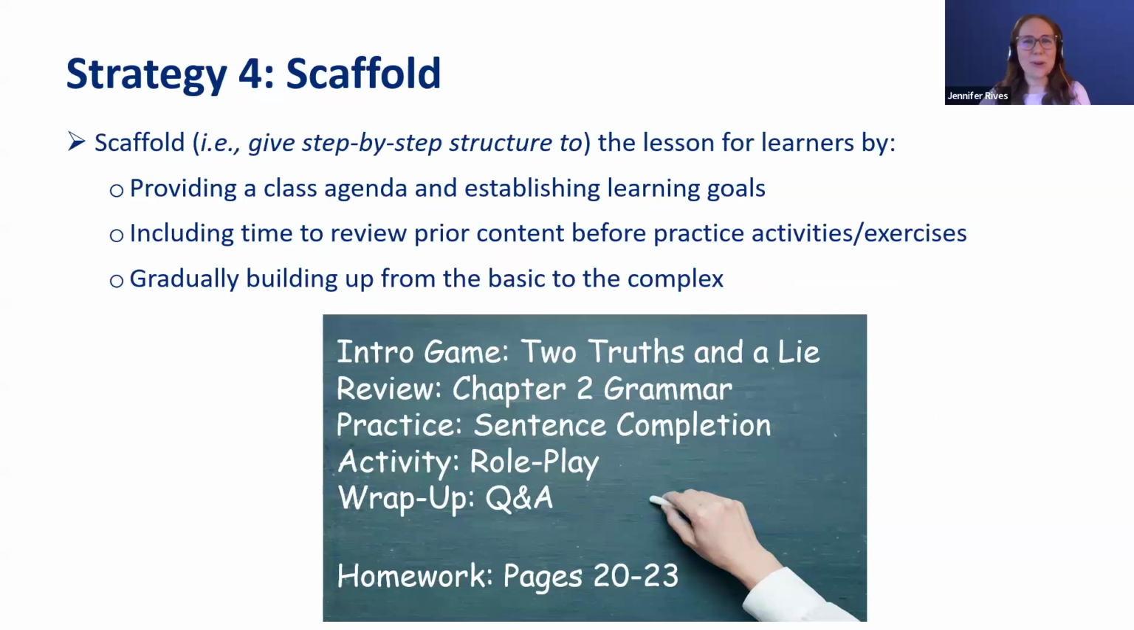Okay, so another important way to start class on a positive note is by providing scaffolding or a step-by-step structure so your learners can follow along with the progression of your lesson. To do this, you can write or project an agenda on the board that establishes your plan for the day. So this is an example of the kind of agenda I used to write for my students. And as you can see, it's pretty clear and straightforward.